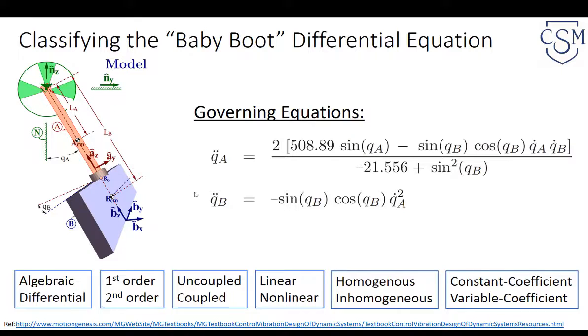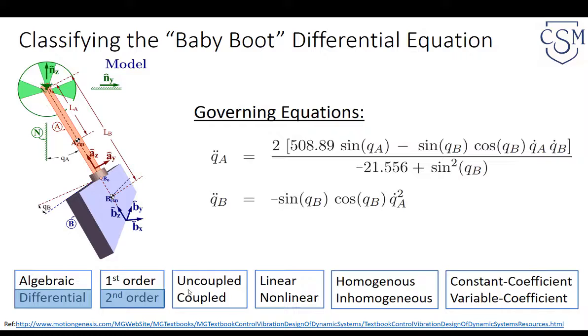This set of governing equations is given as follows. What would be the classifiers for this set of differential equations? Well, we already said differential equations. That is because the angle QA and the angle QB is a second order differential equation. So we have differential equation. Both equations are of a second order.